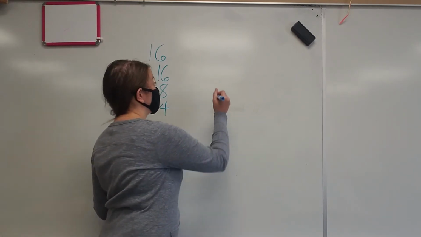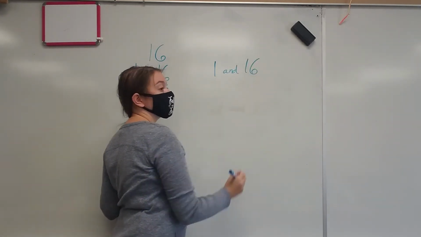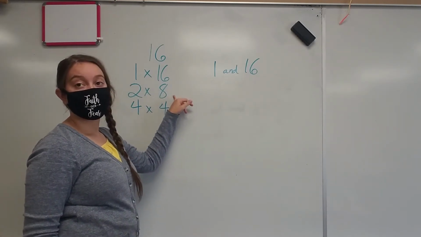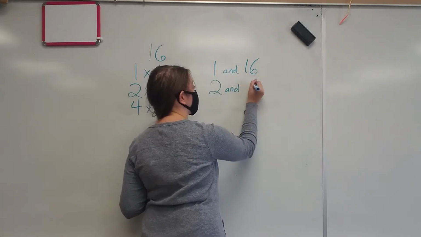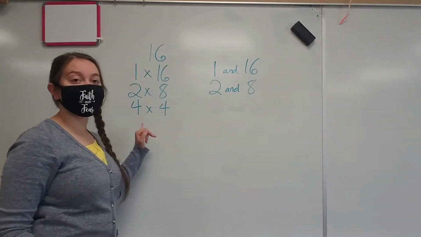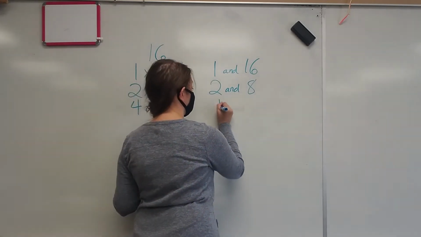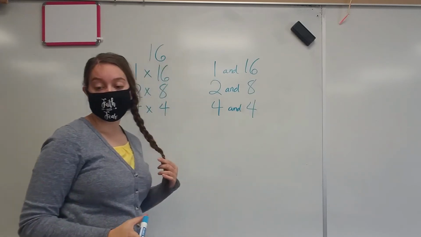1 and 16. 1 and 16. How can I write this as a factor pair, Ben? 2 and 8. How can I write this, Charisma? 4 and 4. 4 and 4. Good.